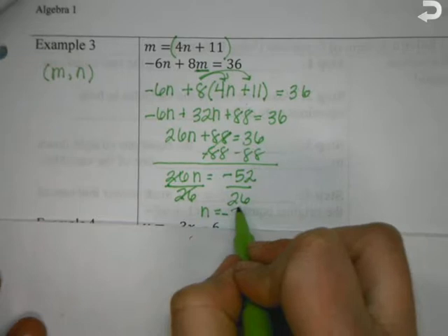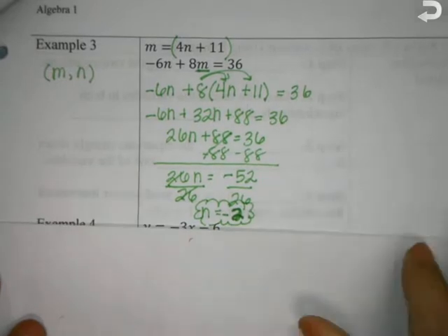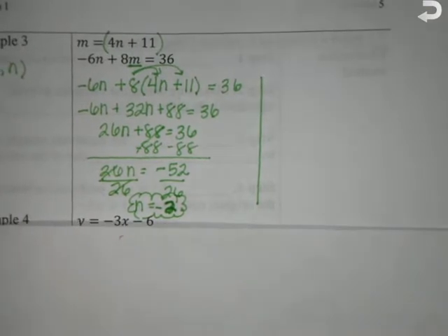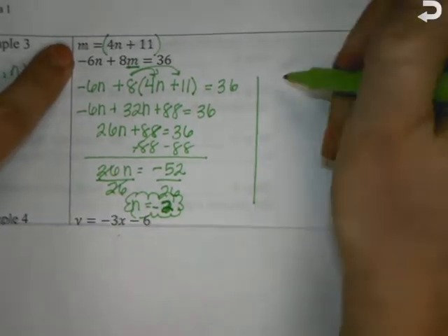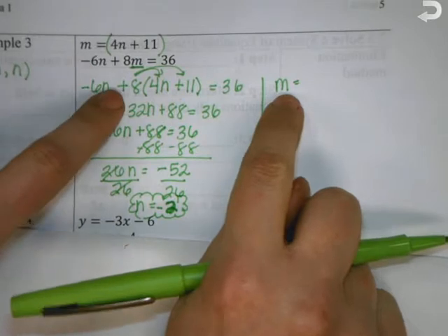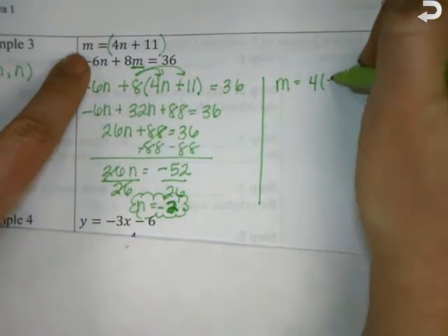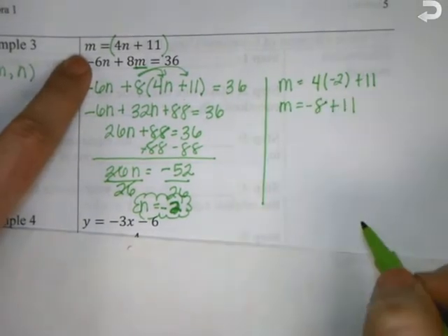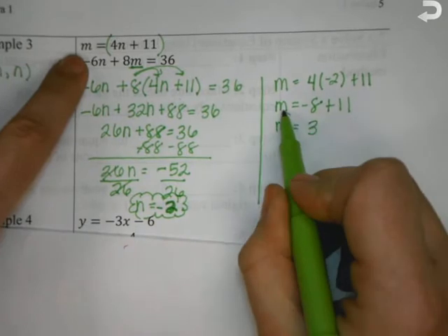So we know what n is, but we don't know what m is yet. Where can I plug it in? I can plug it into either one, but this one already has m by itself, right? So that's going to be a little bit easier. I could plug it into the other one, but that would be extra work for myself. m is already by itself here. So m equals 4 times negative 2 plus 11. So m equals negative 8 plus 11. So m equals positive 3. So how do I write that as an ordered pair? 3, comma, negative 2, because we want to put them in alphabetical order.